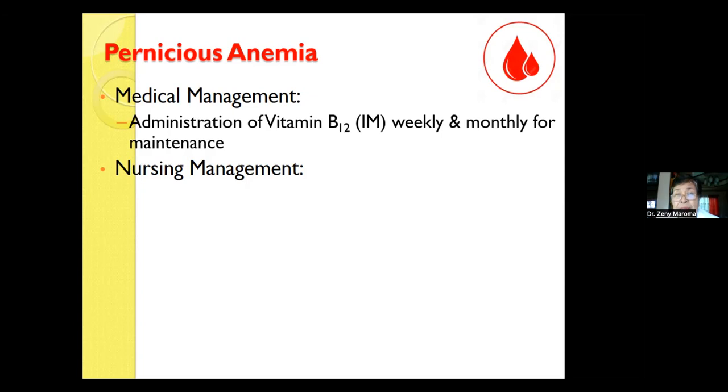So, local board question. The definite test for pernicious anemia is Schilling test. What is the specimen? 24-hour urine. What is the definite management? Vitamin B12 IM lifetime. How to introduce it? The loading dose, IM daily for 7 days. Then weekly for 1 month. Then monthly lifetime. Okay?